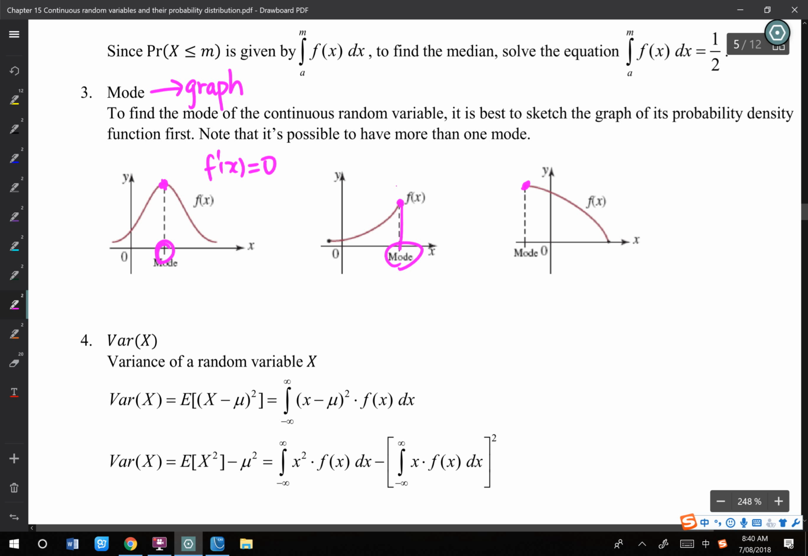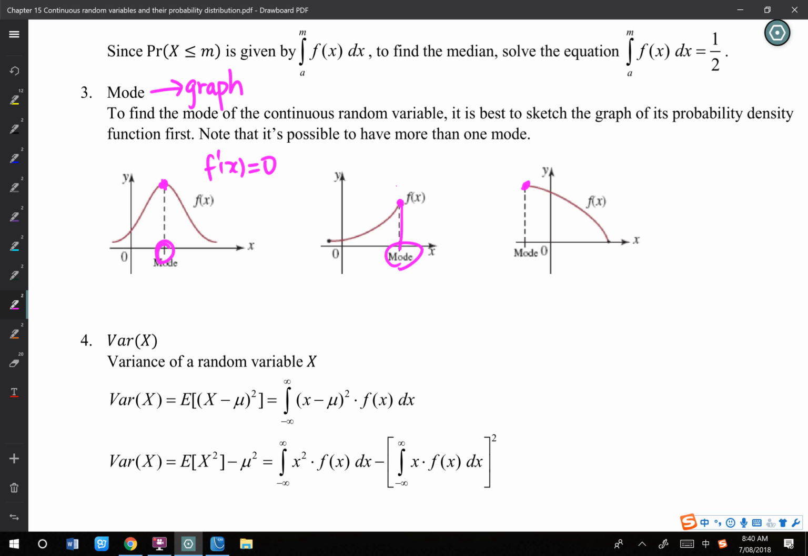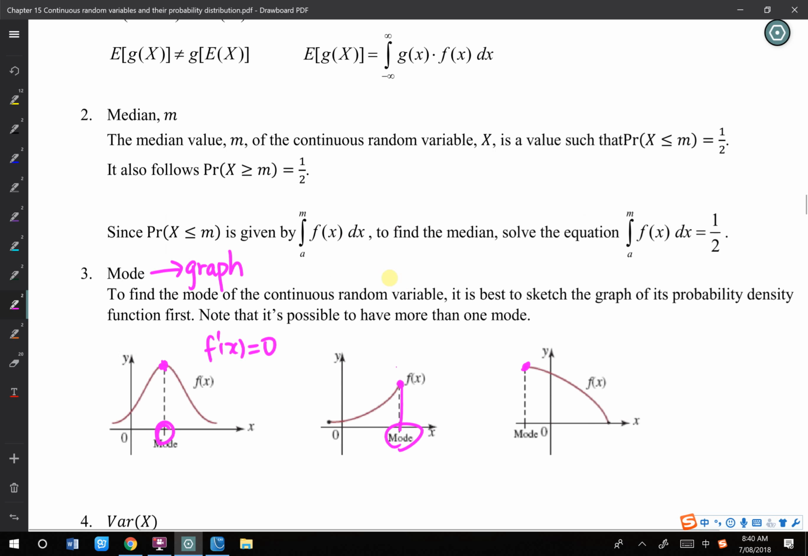So mode is very easy. You just need to sketch for it and look at which one is the highest point, and then you can work that out. Mode is easy.